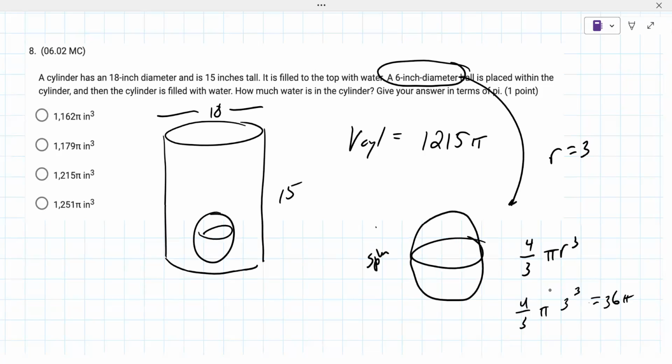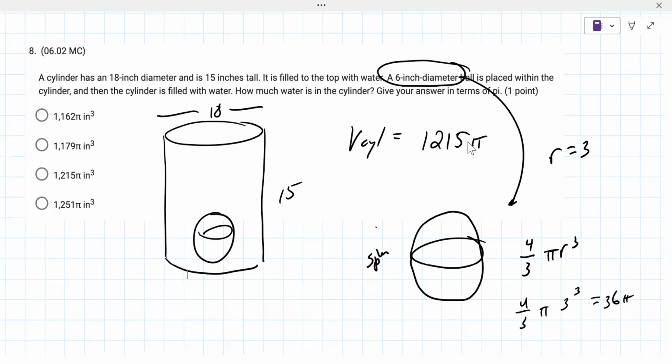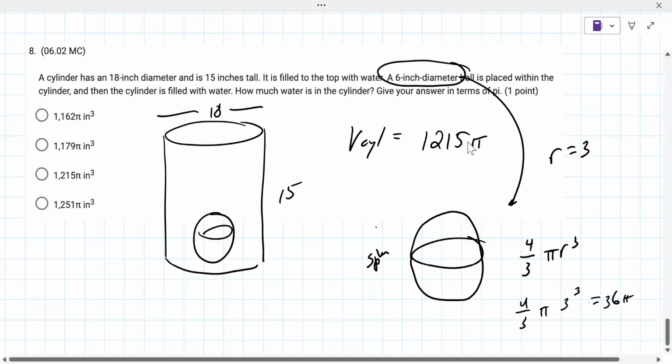So now what they're saying is they drop that in there. Okay. And they fill up the rest with water. So the volume is the difference. So you would subtract the constants and then keep the pi for the answer? Yes. All right. 1,215 minus 36 would be 1,179 pi. So the second option there.